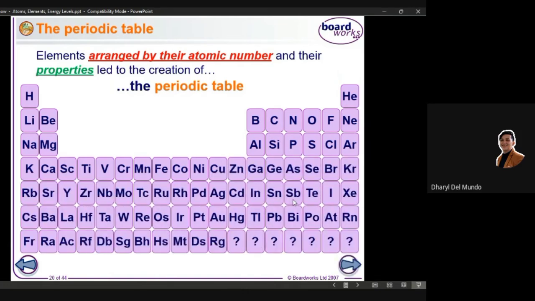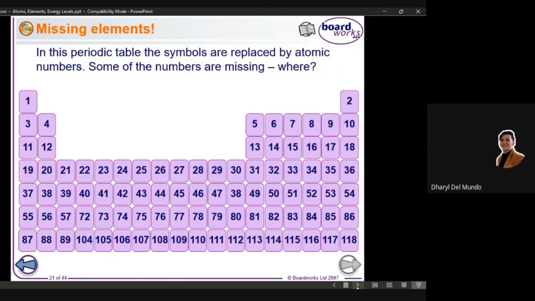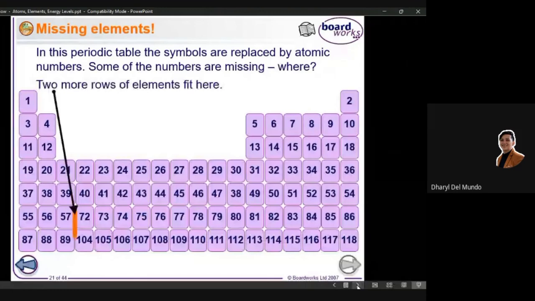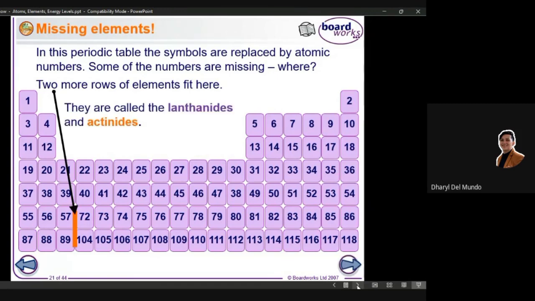Before, this is not what it looked like. But I just want to give you an overview of how the periodic table of elements is very important in our topic. So in this periodic table, symbols are replaced by atomic numbers. So as you can see, 1, 2, 3, 4, 5, 6, 7, 8, and so on and so forth. Alright, so some of the numbers are missing. Where? Of course, 2 more rows of elements fit over there. That is why we have the lanthanide and actinide series.